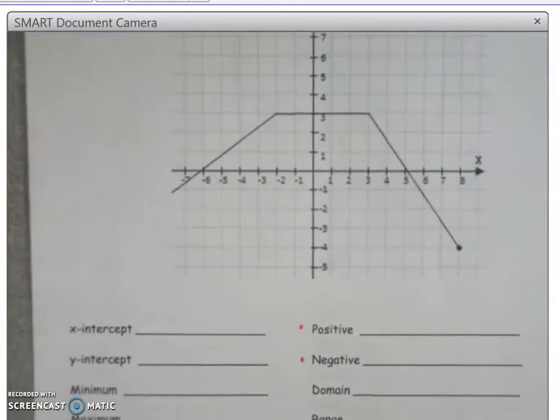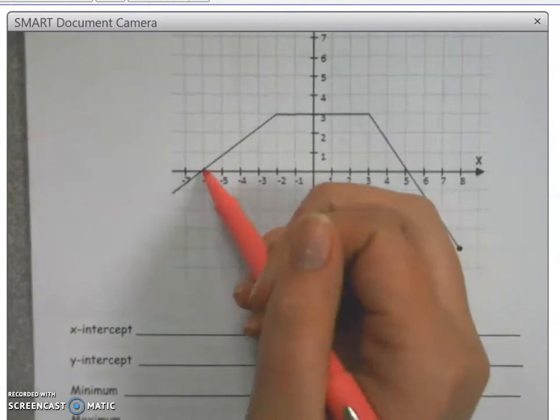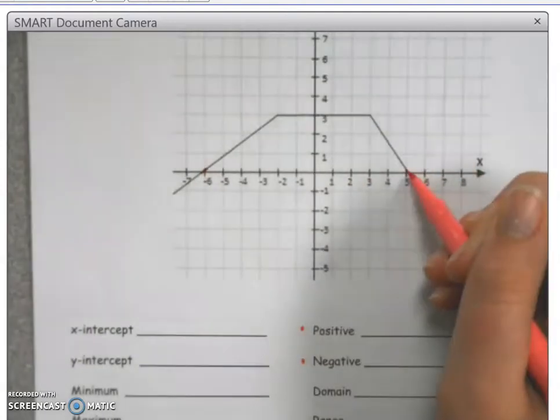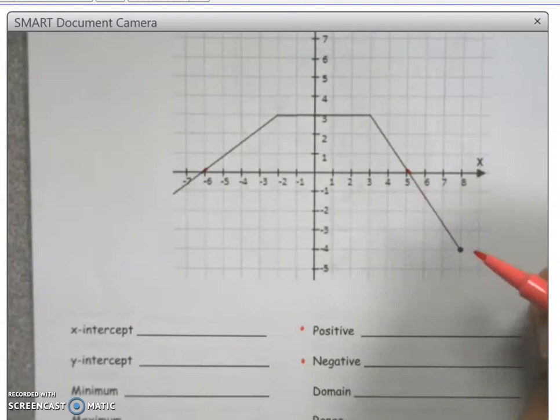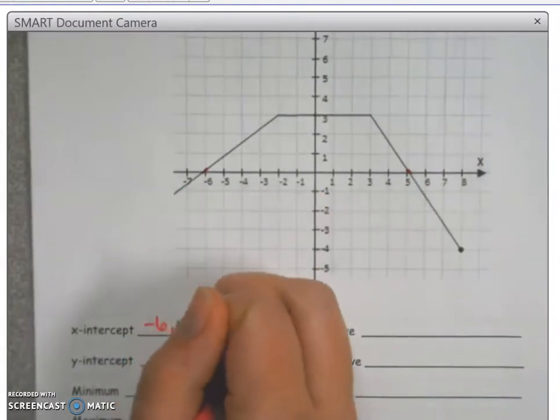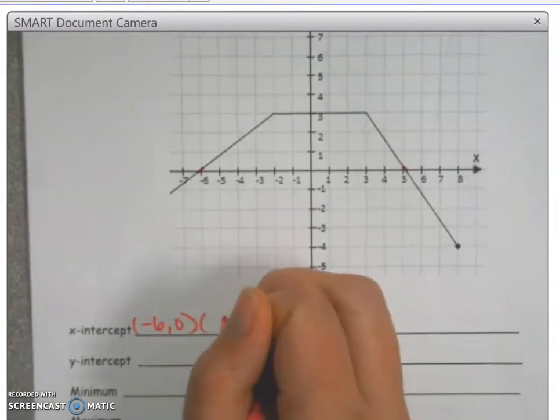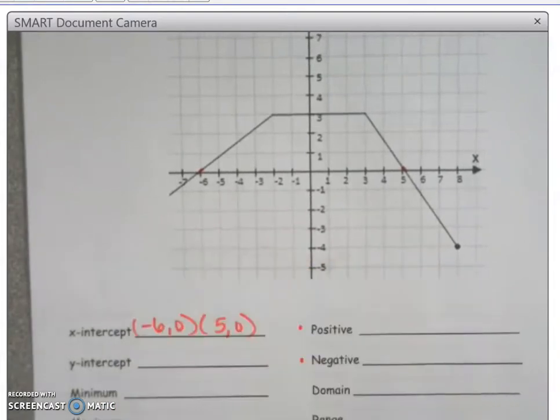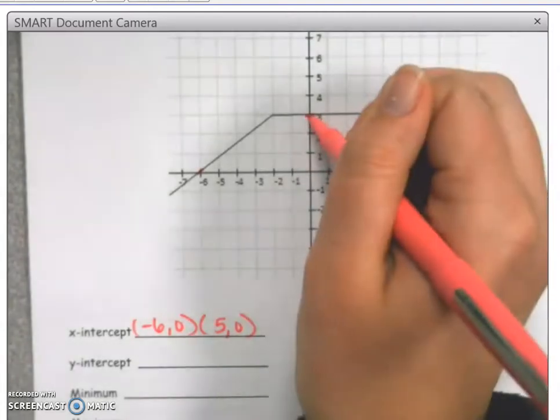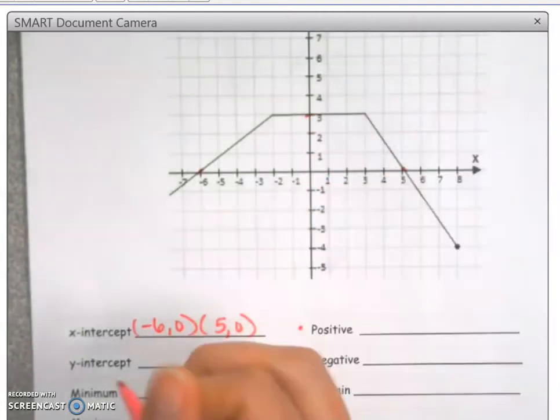Your x-intercept is where you cross the x-axis, so that would be here and here. When you write your x-intercepts, you always write them as ordered pairs. So it crossed at (-6, 0) and (5, 0). Your y-intercept is where you cross the y-axis. That would be here. Again, as an ordered pair, this is at (0, 3).